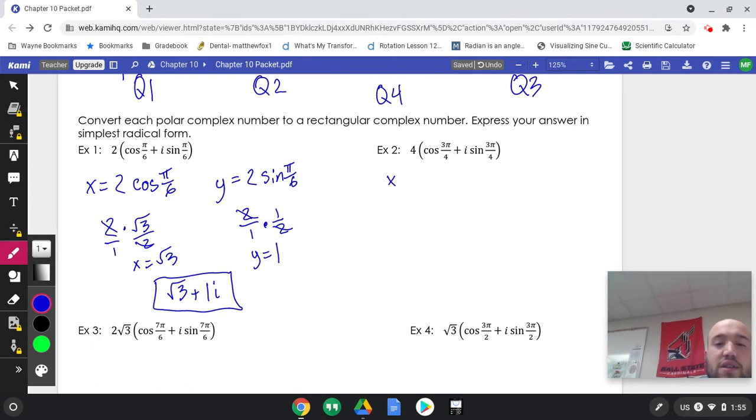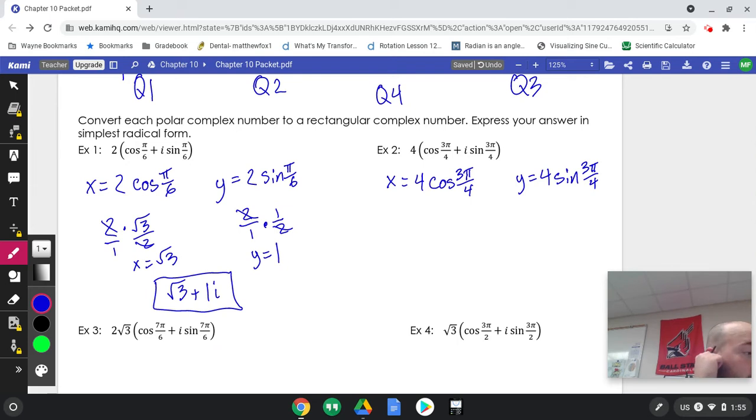Second one, very similar, except now we have a radius of 4. Cosine is at 3 pi over 4, and do the same thing for y. All right, so at 3 pi over 4, it's negative square root of 2 over 2 for x, for the cosine. And for the sine, it's going to be positive square root of 2 over 2.